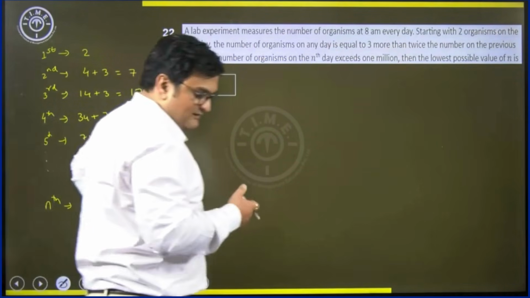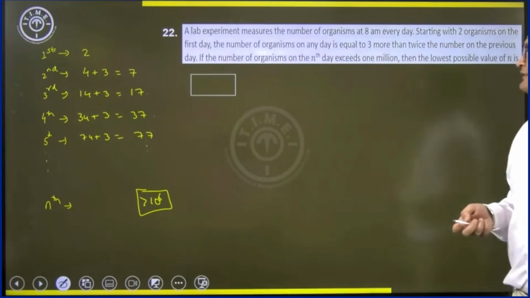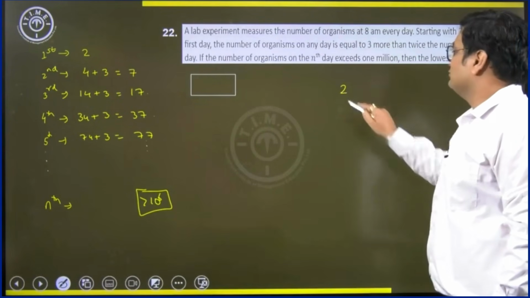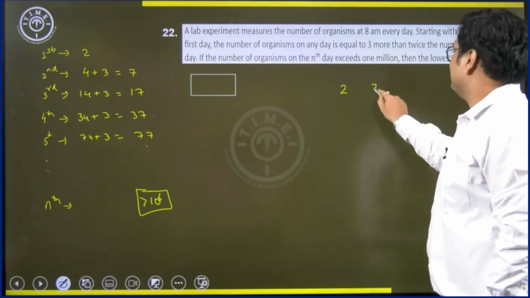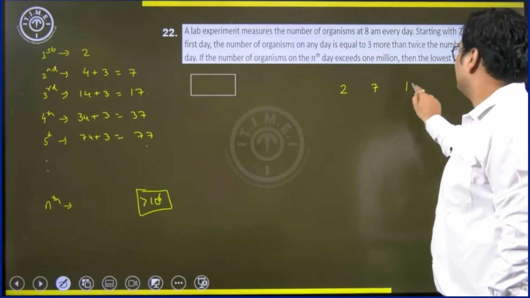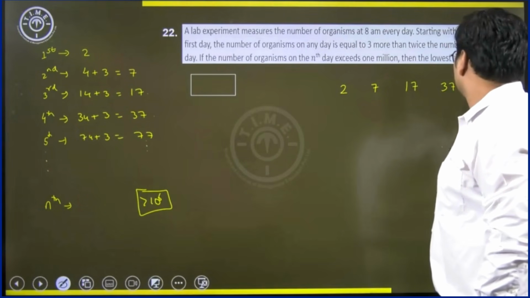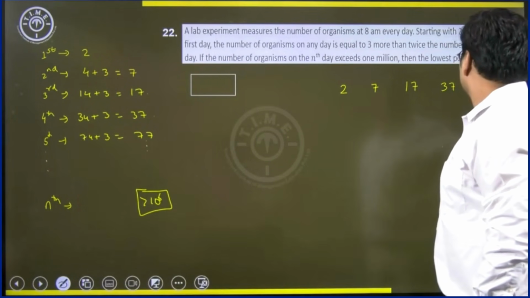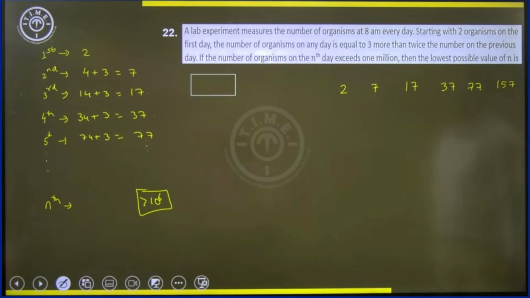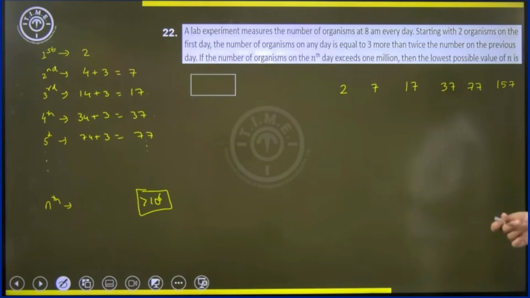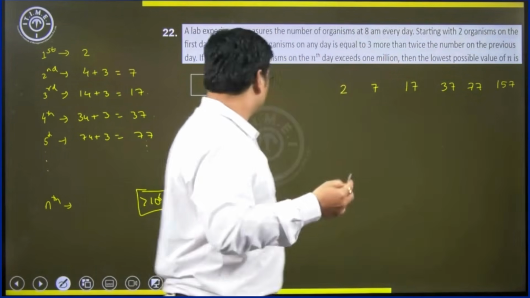So, how can we do that? How can we try to generate the pattern here? Let us try to see. As you look at the numbers, on day 1 it was 2, on day 2 it was 7, day 3 it was 17, day 4 37, day 5 77, day 6 157, and so on. Can we notice a pattern here? Probably, I am just guessing, I am just thinking out loud, probably something in terms of powers of 2. See, how can we possibly think of it?